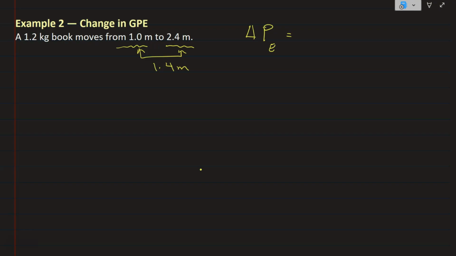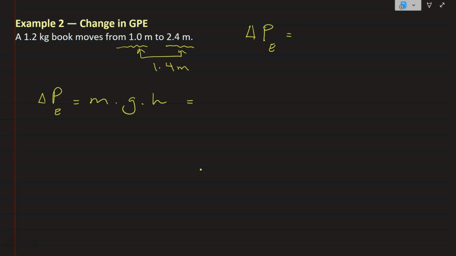And then you're just going to go ahead and plug in the numbers in mgh. This is the easiest way to do this. Okay, you can do it the long way, where you take the final potential energy minus the initial potential energy, and you can do that as well. But this is the fastest and easiest way to do it, and just plug numbers in.